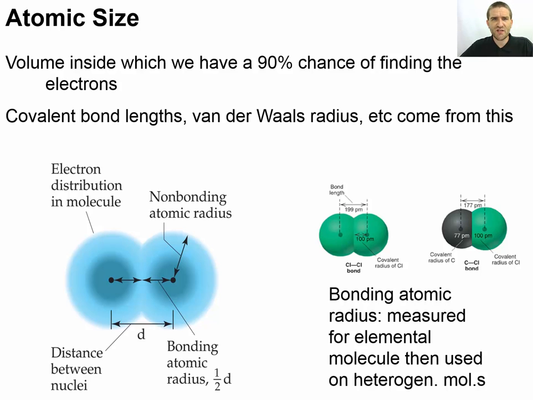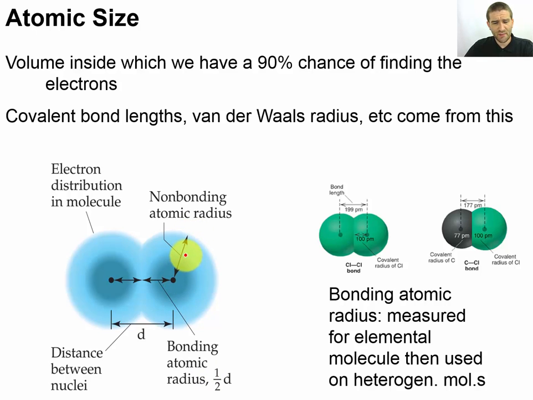So atomic size, one way of looking at that is the volume inside which we have a 90% chance of finding the electron. Great, that's how we've defined it when we talked about orbitals, but that's going to be really challenging to use experimentally, right? So instead what we're going to do most of the time is talk about the atomic bonding radius, or we can talk about a non-bonding atomic radius.